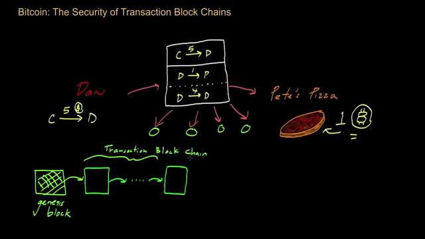And in particular, what these Bitcoin miners will look at is whether or not Dan previously received 5 Bitcoins from anybody else. In this particular case, it was his cousin Carol. Whether or not Dan has tried to spend those Bitcoins previously, and so on and so forth.